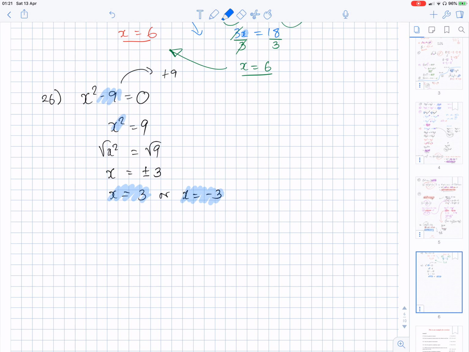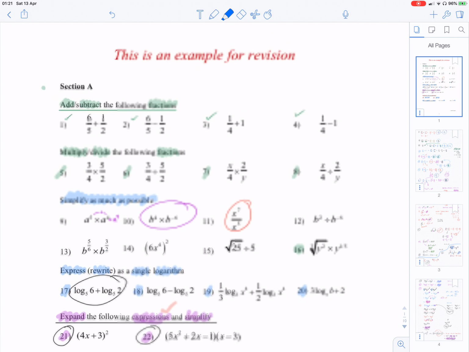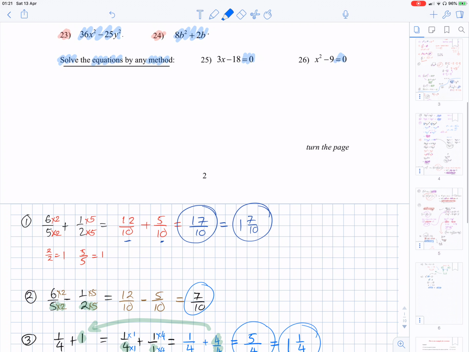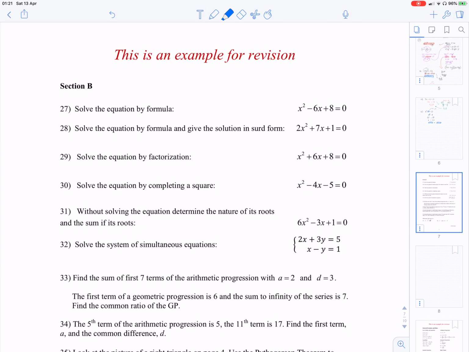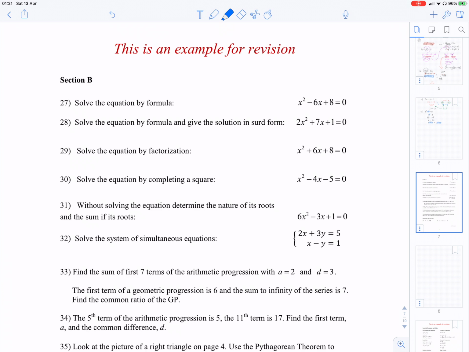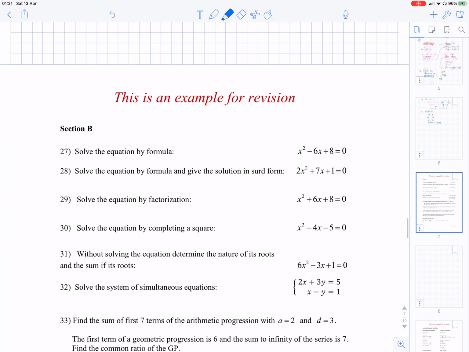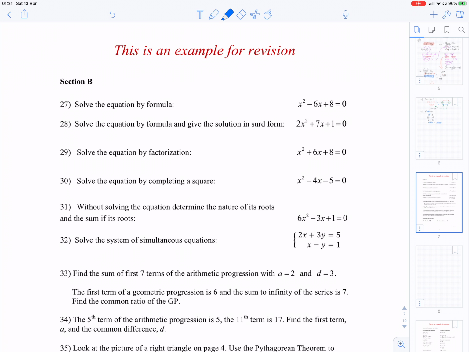So I'm going to leave it here, as we've come to the end of this particular page. The next question, which is question 27, is going to be on this page here. Solve the equation by formula. I'm going to do that, and then I'll do the rest of these in the next video.